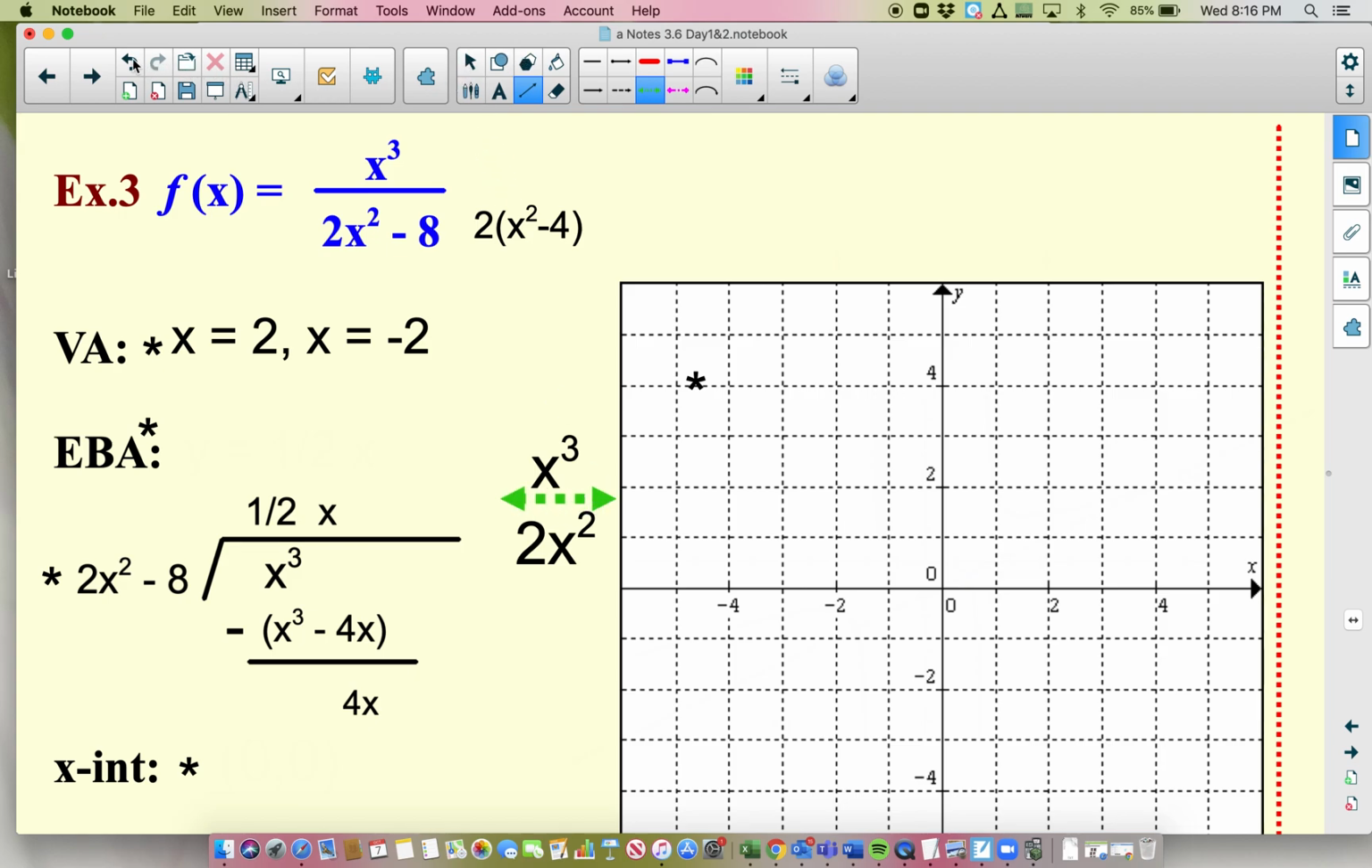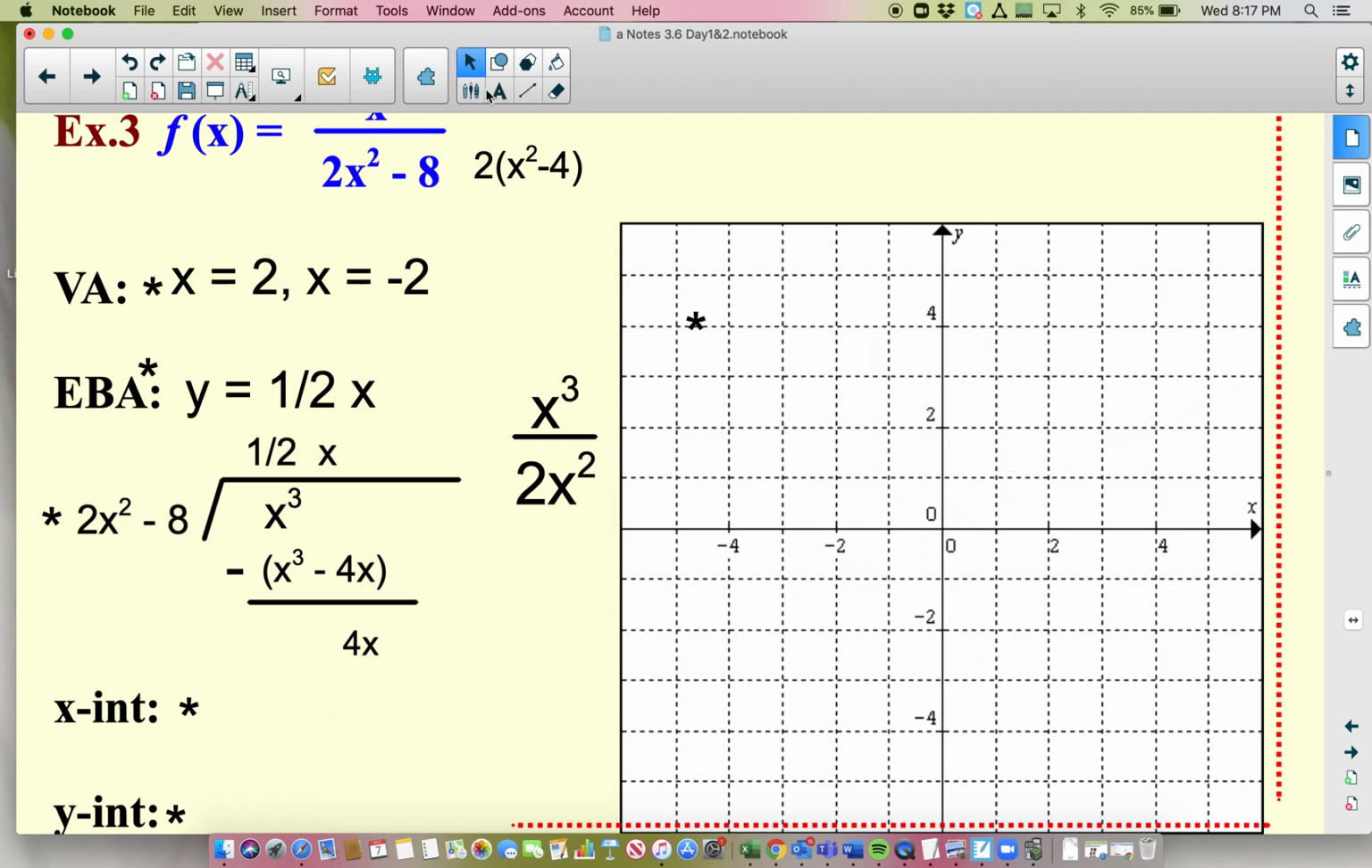Oh, I don't want a green dashed line there. I just wanted a fraction bar. So you can see here that this reduces to x on top over 2. That's where the 1/2 x came from. So 1/2 x, and then you multiply 1/2 x times 2x squared is x cubed. 1/2 x times -8 is -4x. Subtract all the way through. So really you're just carrying down the positive 4x. And then I can't divide because x squared doesn't go into x. So I know then that y equals 1/2 x is my slanted asymptote.